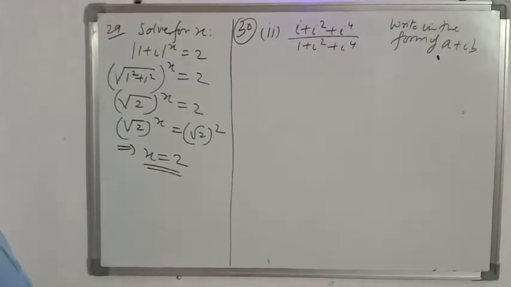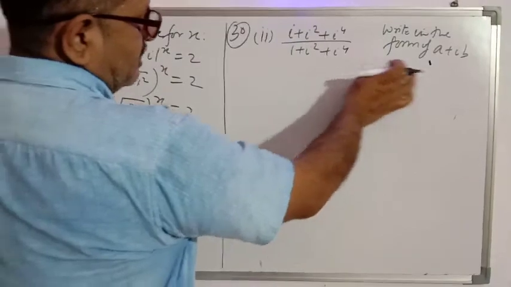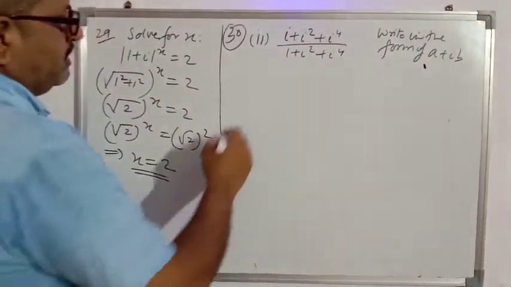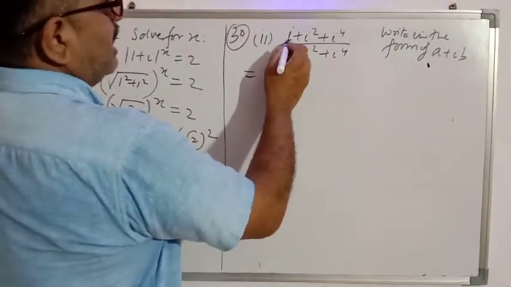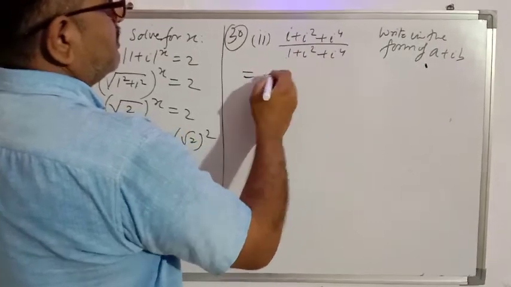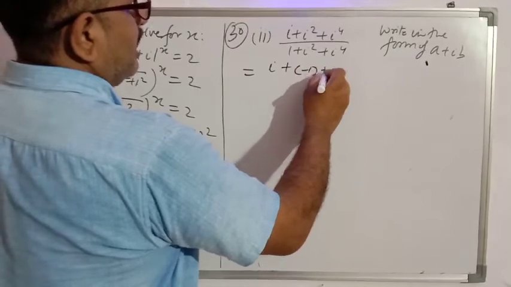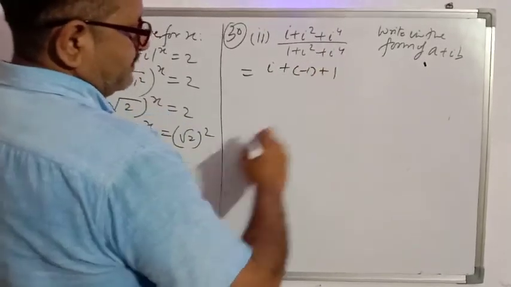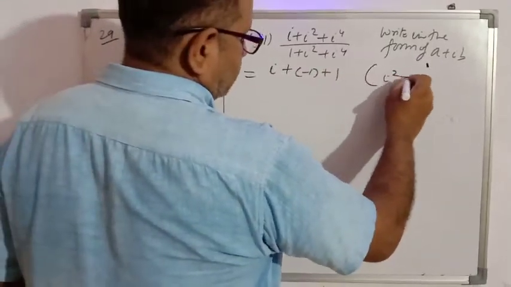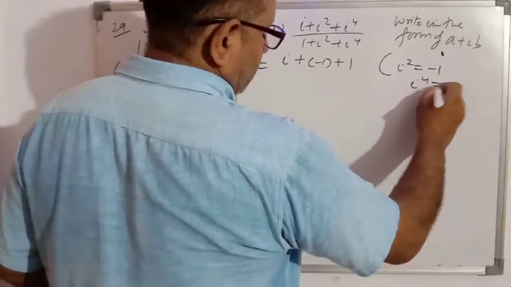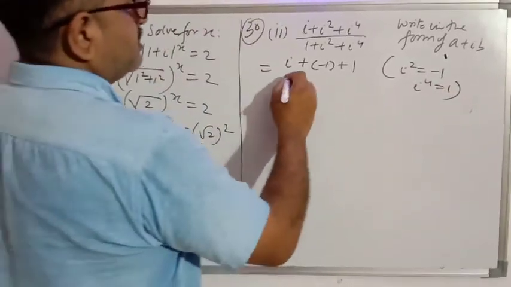Question number 30. We have to express it in the form of a plus ib. So simplify it. It is i plus i square plus i to the power 4. i square is minus 1. i to the power 4 is plus 1.